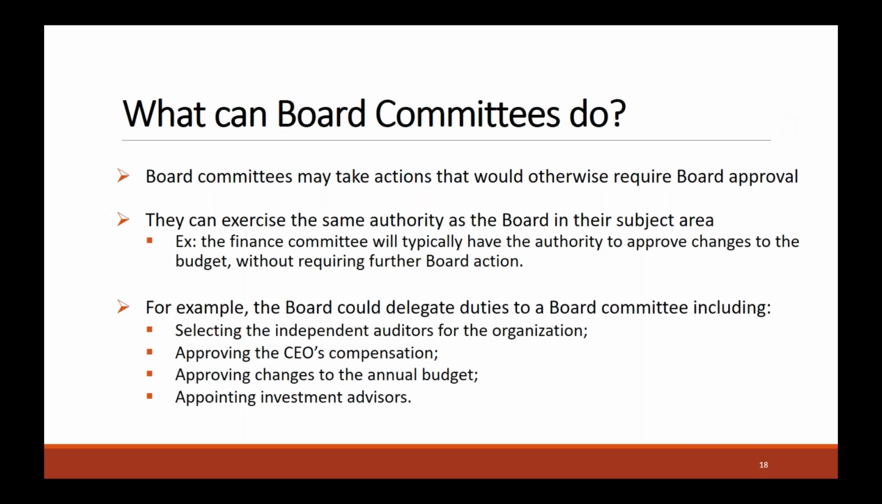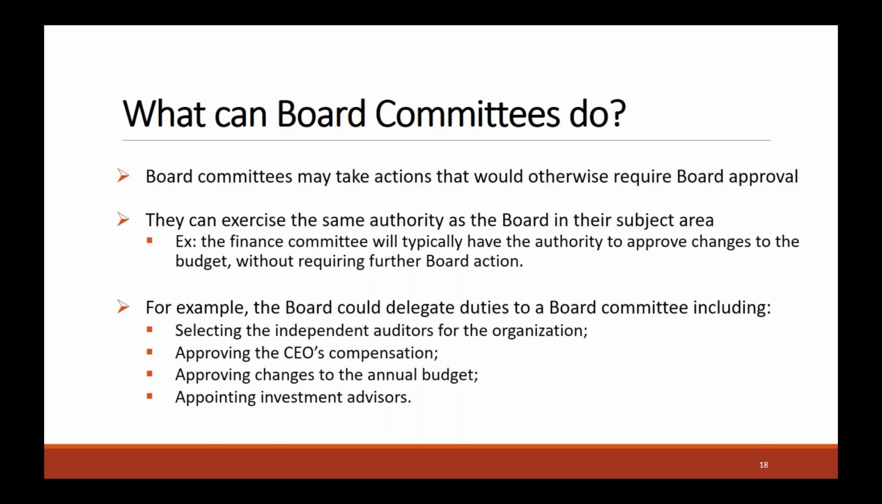Some other examples, the board can delegate the responsibility of selecting independent auditors. They can have a committee approve the CEO's compensation. They have a committee approve changes to the budget. They can have a committee that appoints investment advisors. These are all common functions of board committees. And the key here is that the committee has the authority to act on behalf of the board.